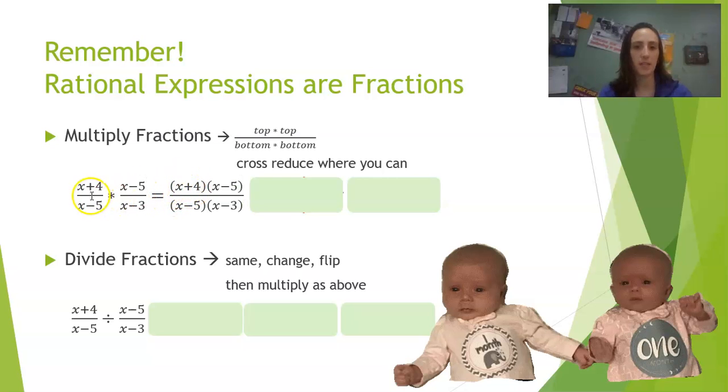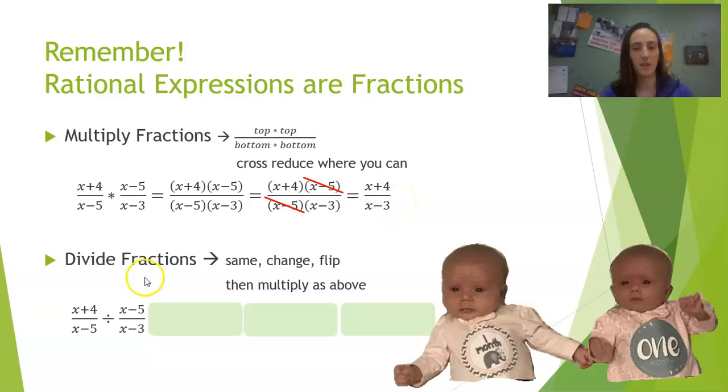My top is getting multiplied by the top and the bottom is getting multiplied by the bottom. At this point, if there's anything I can cancel, I will do that, and I can cancel when I have the same thing on top that I have on bottom. So I see that there is an x minus 5 on the top, there is an x minus 5 on the bottom, so I canceled those out. So my answer is going to be whatever I have left over. I have an x plus 4 left over on the top, I have an x plus 3 left over on the bottom.